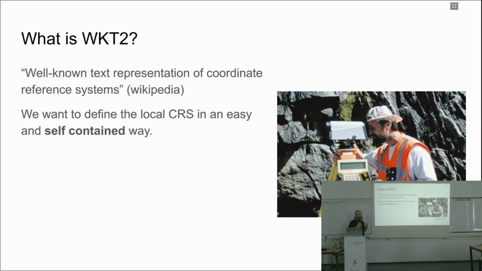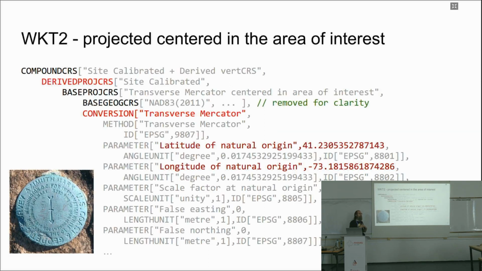It will allow us to define the local coordinate reference system already calibrated, self-contained. So it will be just one file, one string that completely defines the CRS. So we can use it to transform to any other system with just one thing. We don't have to split it: here is the projection, here are the parameters. No, it's all together.